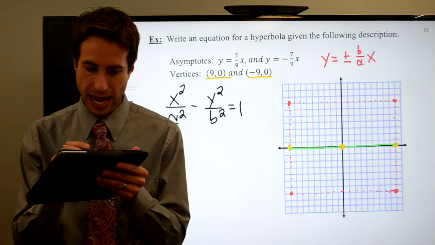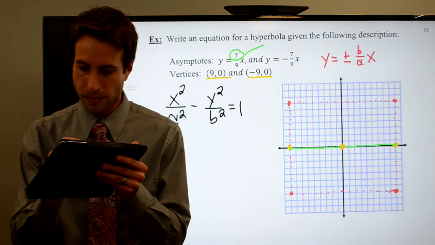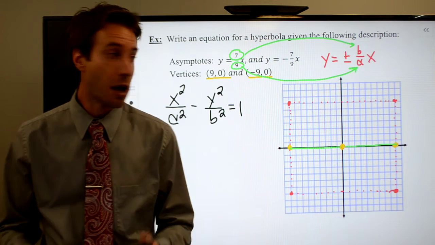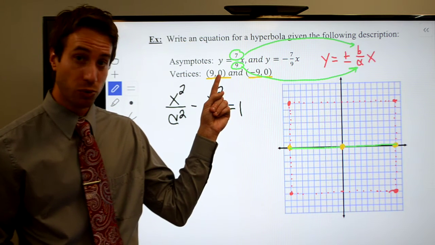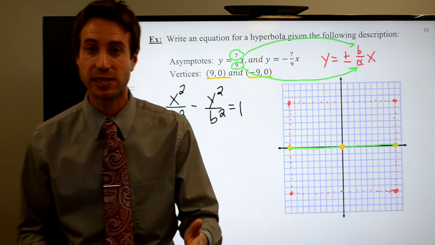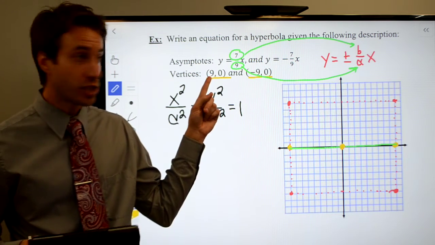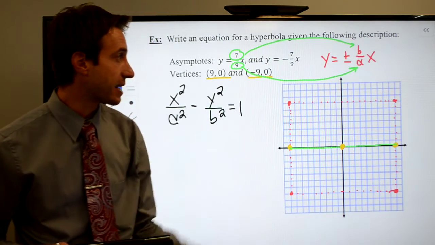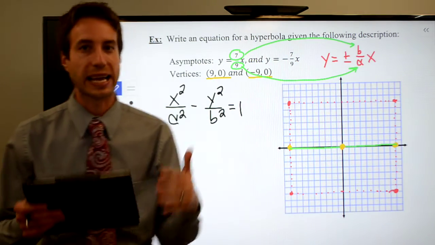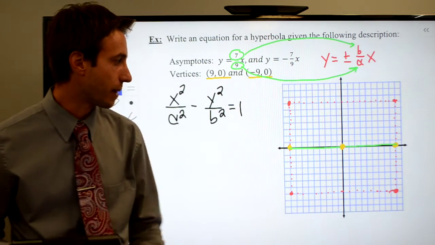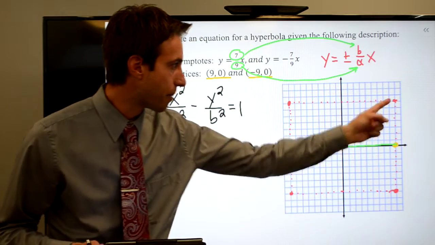Well, we saw this the last time. That's my b. That's my a. My vertices only confirm it, right? We know the vertex is a, the distance from the center to the vertex, which is 9. And there it is, there's my 9. So, again, hopefully this stuff is just kind of jumping out at you. Yeah, it should be at this point. So that's how I knew that that's my box.